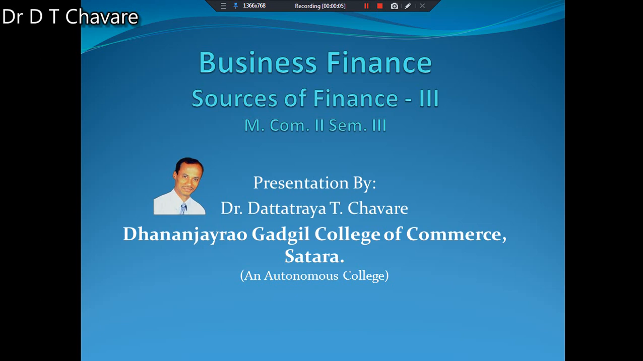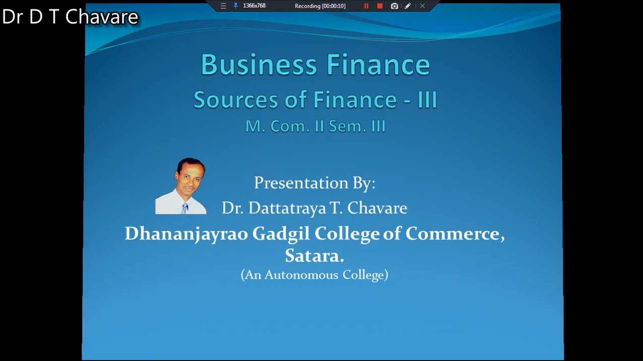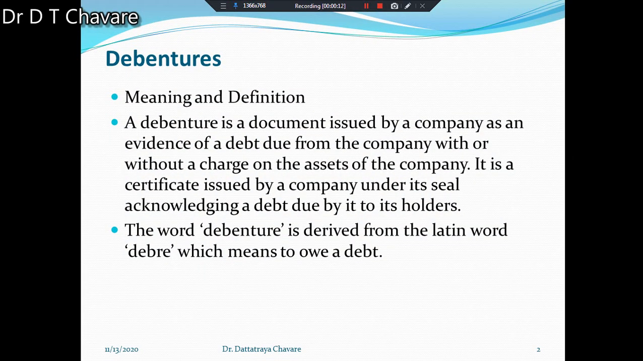Today we have to study the sources of finance, part three. In that third part, we have to understand debentures. What is the exact meaning of debentures? We have to study. Meaning and definition is given here.